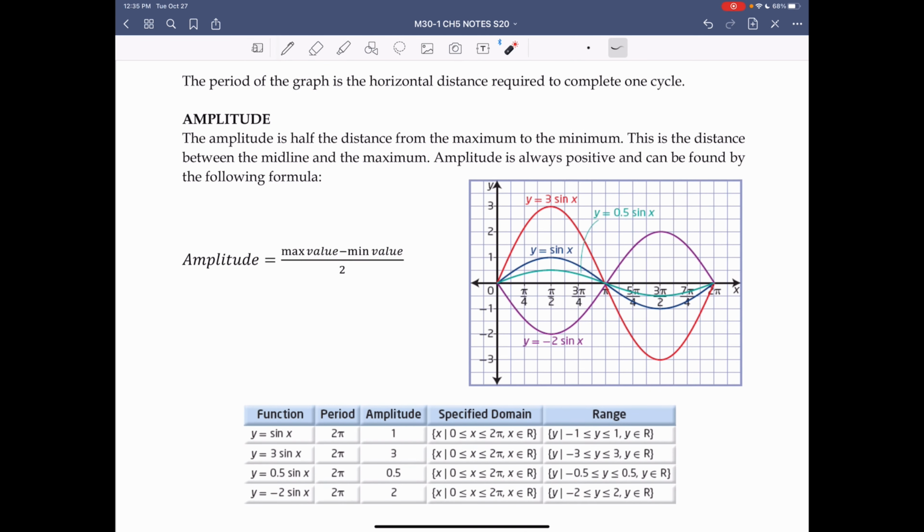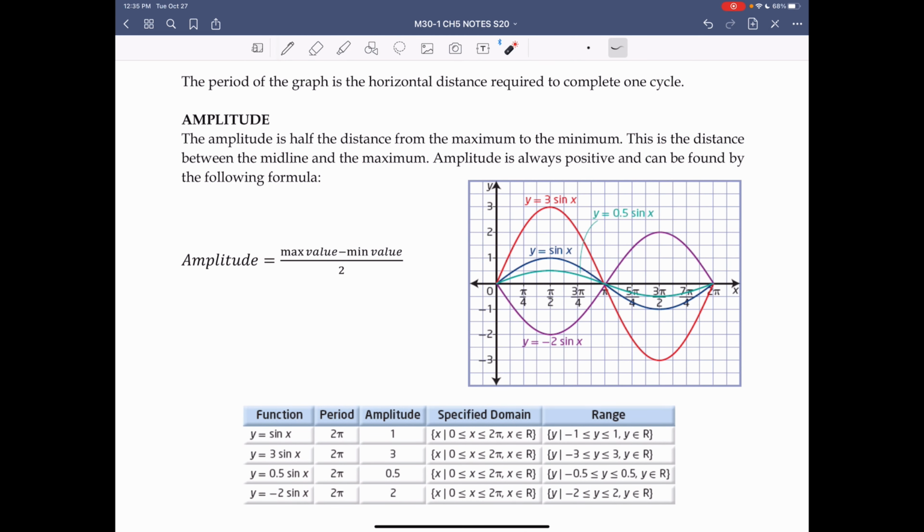Amplitude. The amplitude is half the distance from the maximum to the minimum. This is the distance between the midline and the maximum. Amplitude is always positive and can be found by the following formula. Amplitude equals max minus min value divided by 2. A note here, this is not on the formula sheet.